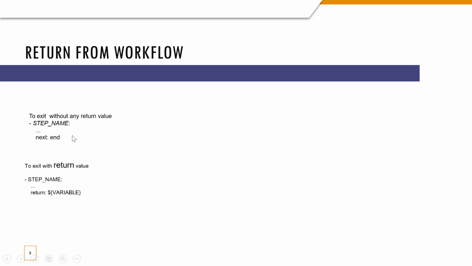And finally the return. So the workflow can either return a variable or it can not return anything. If you want your workflow to not return anything, you just need to explicitly mention the next as end. However, if you want it to return a value, then you can explicitly mention return with a particular variable that you want the output to be.